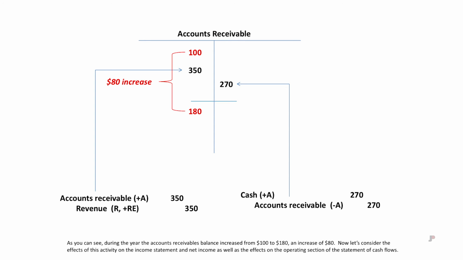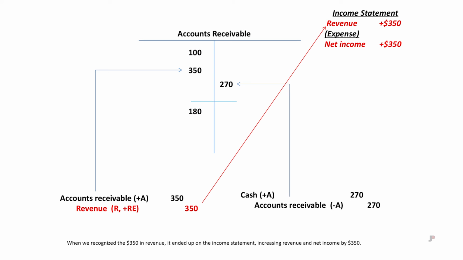Now let's consider the effects of this activity on the income statement and net income, as well as the effects on the operating section of the statement of cash flows. When we recognize the $350 in revenue, it ended up on the income statement, increasing revenue and net income by $350.